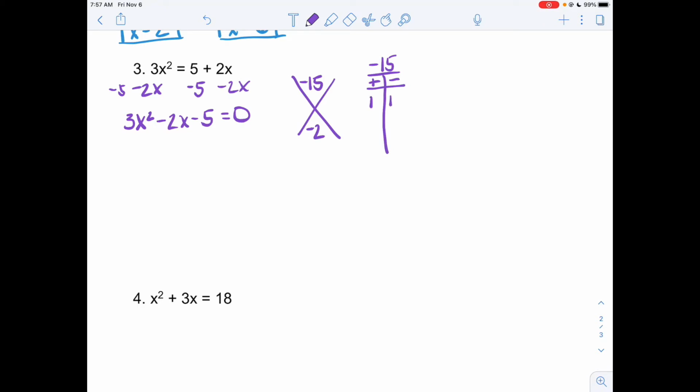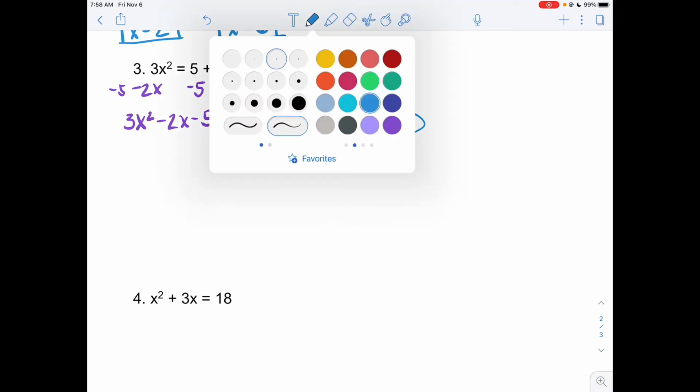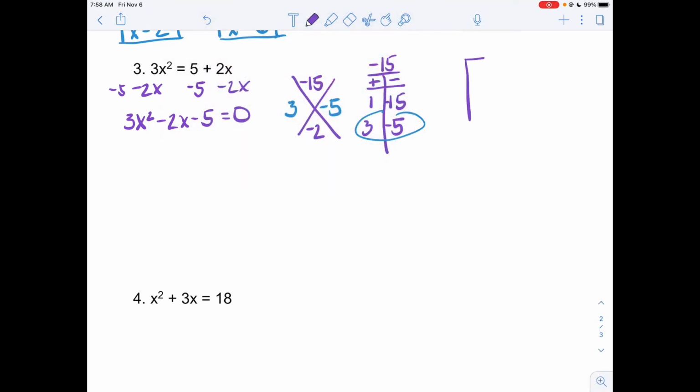I have a 1 and a 15. The 15 is negative. I have 3 and a 5, and the 5 is negative. So the set of terms that's going to work in my x puzzle is going to be 3 and negative 5 because that adds to negative 2. So I can go ahead and write my solution to my x puzzle here. And then let's go ahead and draw our box.